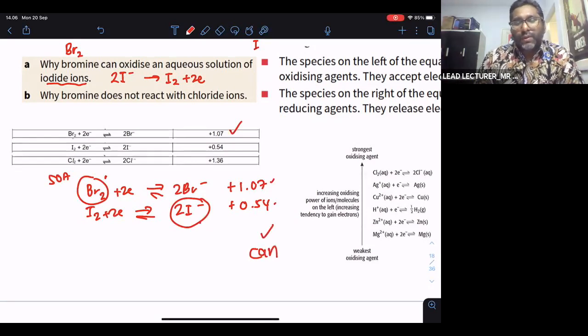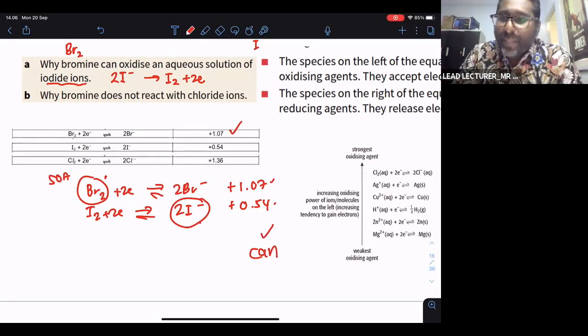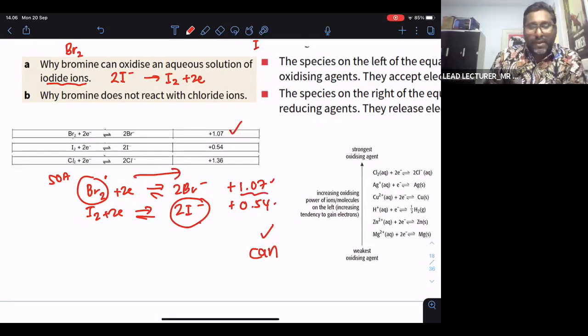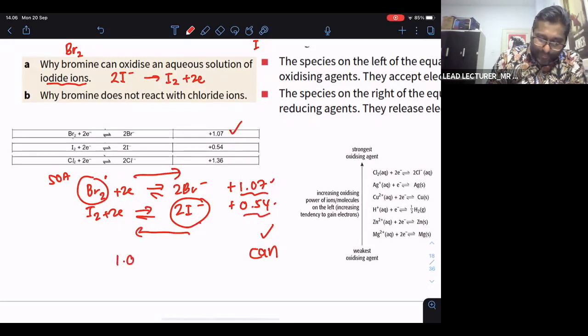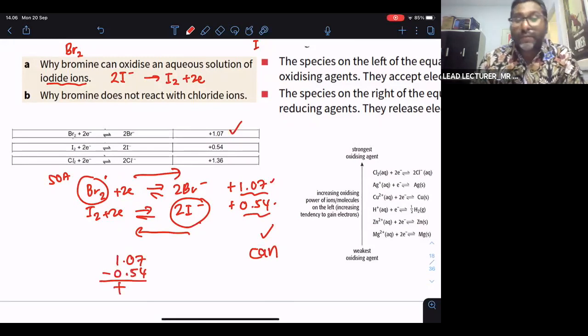So this is how you use the method. This one is more positive, and then this one is going to go to the left. So you will have 1.07. You add with negative 0.54, you will get a positive value.